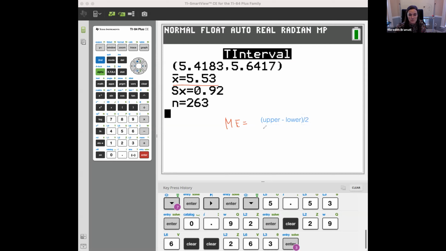So what is our upper in this case? 5.6017. What is our lower? 5.18. The other number. And then if I divide by 2, what do we get for the answer?